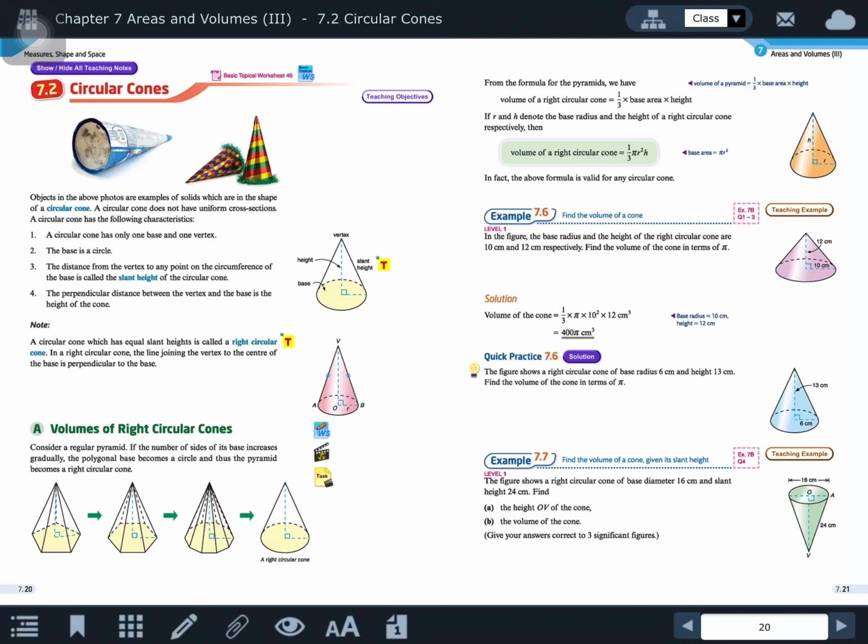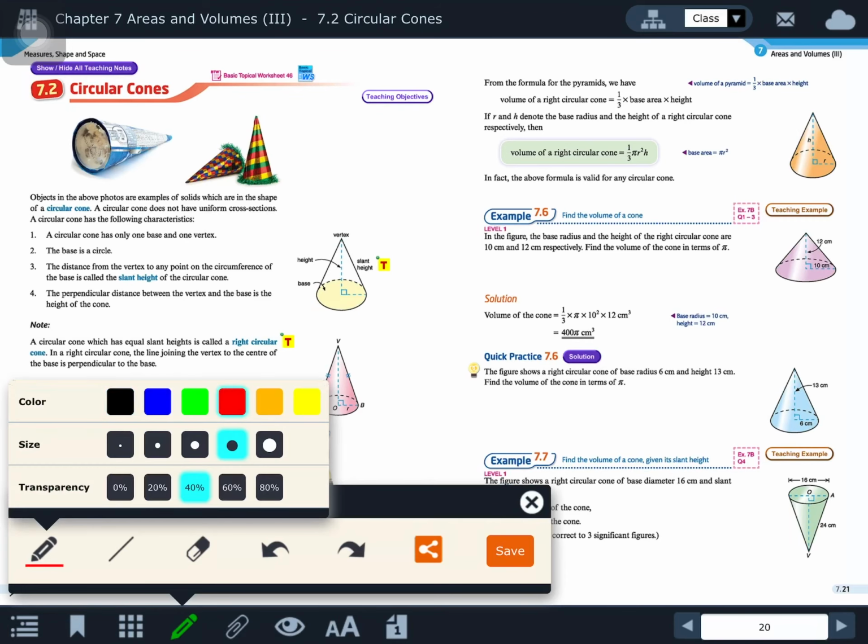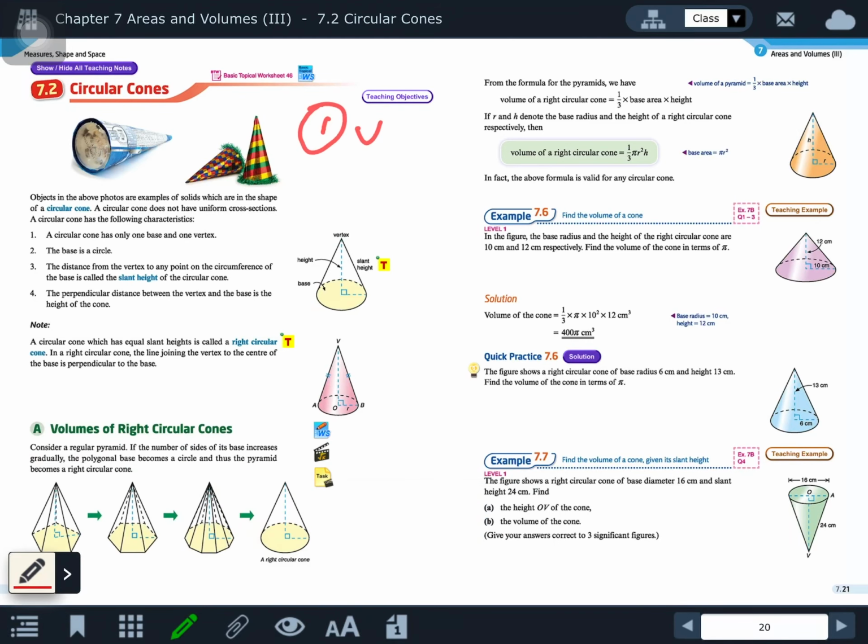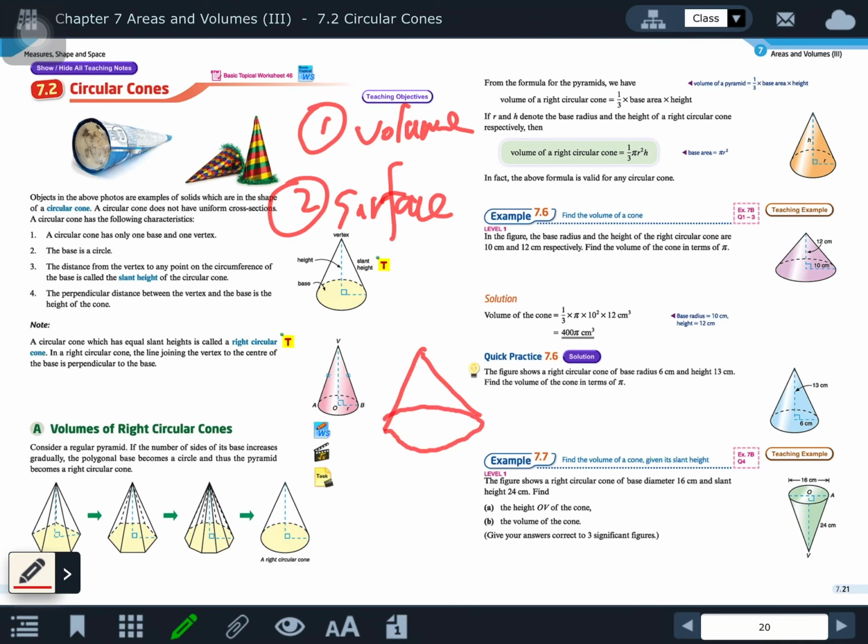Okay, for the next video, we're talking about the cone. We will calculate the volume, and the second part will be about the surface area of the cone. The cone is like a pyramid but with a circle base. This is what we call a cone. So first, 7.2, we talk about volume, and then we'll talk about the surface area.